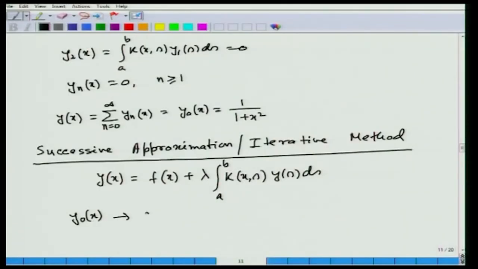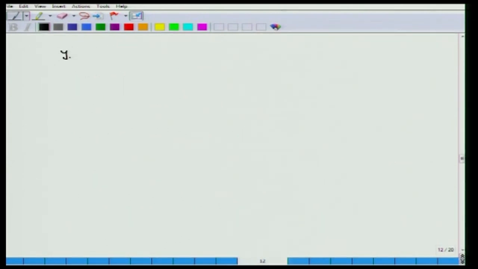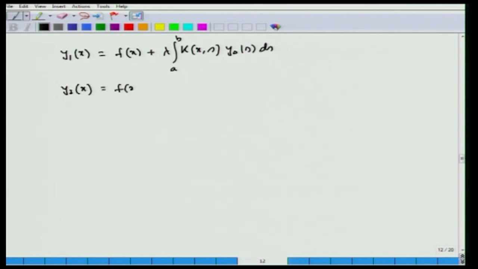So, the scheme is that we are assuming y0(x) is any continuous function in the closed interval [a,b], that is one. And then we can calculate y1(x), this is equal to f(x) plus lambda integral from a to b k(x,s) y0(s) ds. Then y2(x) is equal to f(x) plus lambda integral from a to b k(x,s) y1(s) ds and so on.